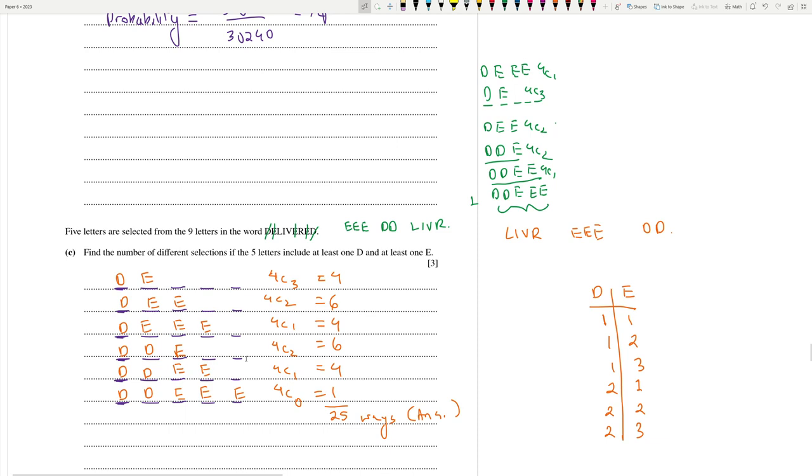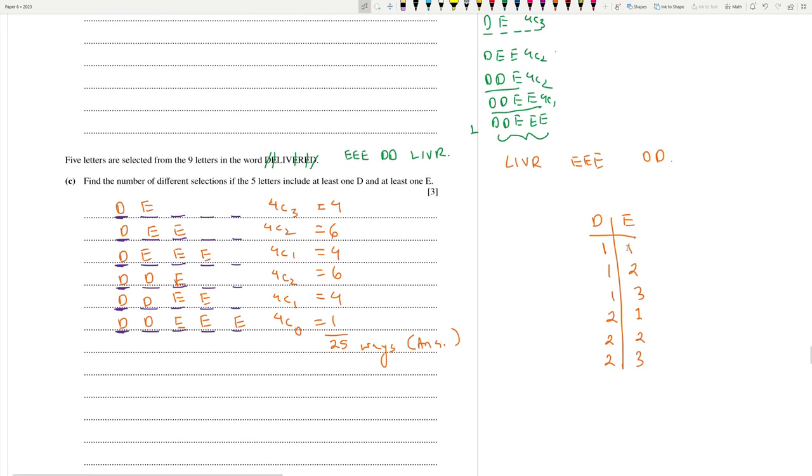Next, 5 letters are selected from the 9 letters in the word delivered. Find the number of different selections if we include at least 1D and at least 1E. Okay, so 1D, 1E, 1D, 2E's, 1D, 3E's. Then 2D's, 1E, 2D's, 2E's, and 2D's, 3E's. These are all of the possibilities.